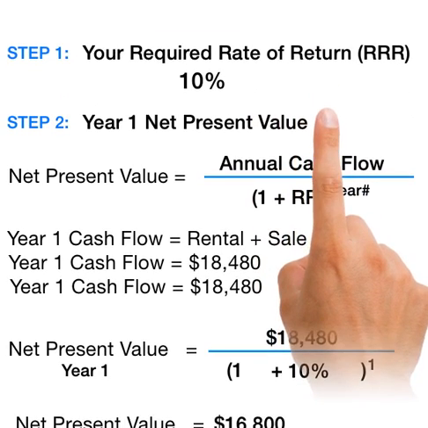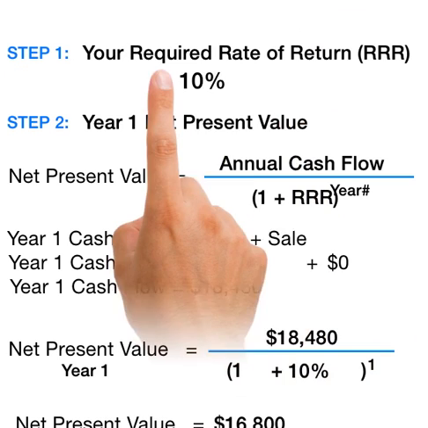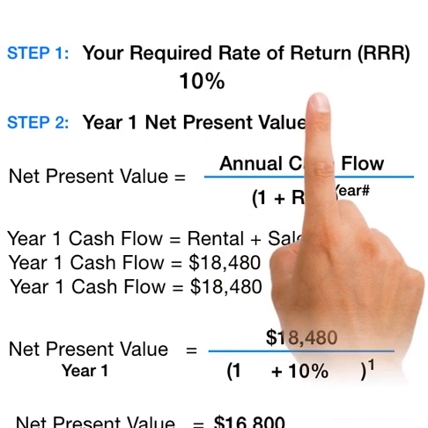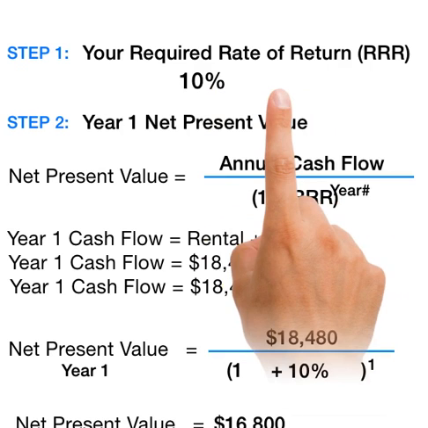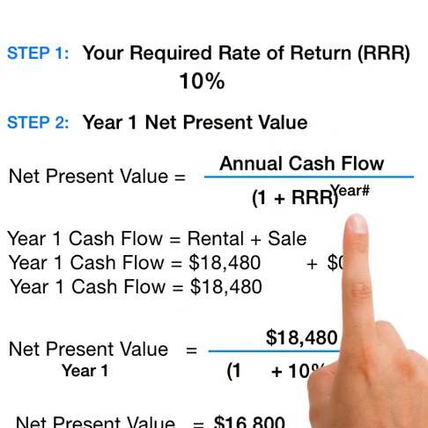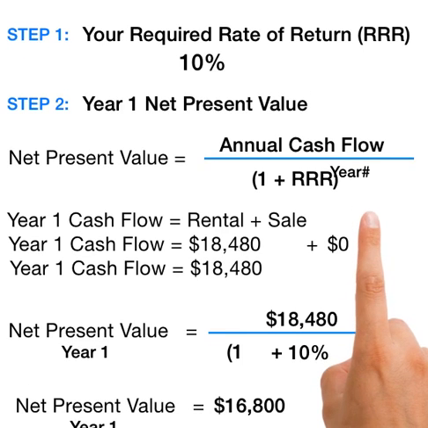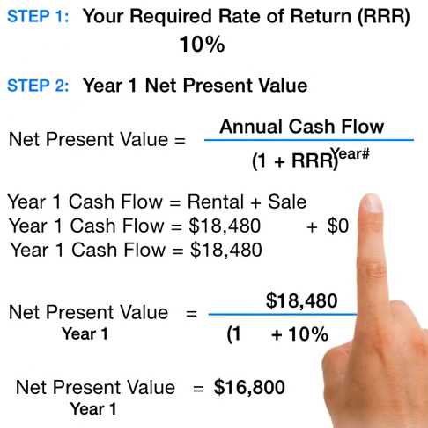Then step number one is you need to identify what is your required rate of return that you want on your rental property investments. And in this case, let's assume that you want an internal rate of return of 10%. So then we have to proceed calculating the net present value of the forecasted cash flow for each and every one of the years. And we are assuming here that you're going to be keeping the property for 10 years.